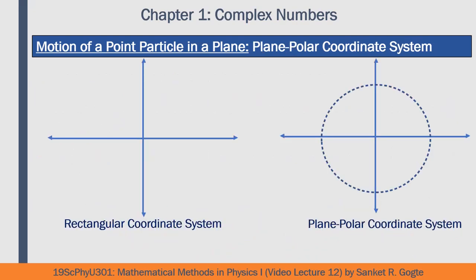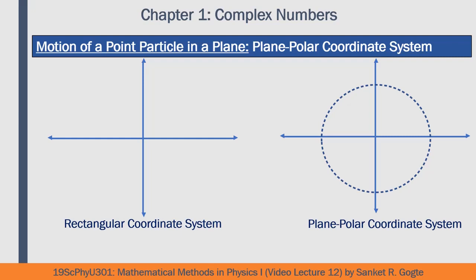Many times it is convenient to use the plane polar coordinate system instead of the rectangular coordinate system while discussing the motion of the particle. For example, if we are considering the motion of a particle moving under a central force, which is a force whose direction is always along the line joining the particle and a fixed point in space, then these forces are called central forces. And when we are discussing motion of the particle under central forces, generally it is convenient to use the plane polar coordinate system for discussing motion in a plane.